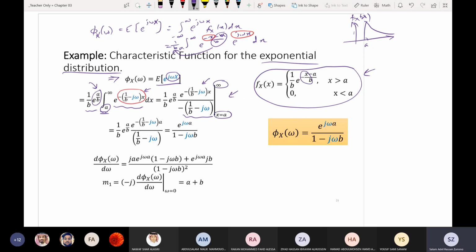Now, when we substitute infinity, we get what? 0. So it will be 0 minus, because we have a negative here. So it will be 0 minus minus, which is positive. And then we get whatever is inside when we substitute for x as a, so here will be a instead of x. Okay. Now simplifying and putting things together, you get e to j omega a divided by 1 minus j omega b.